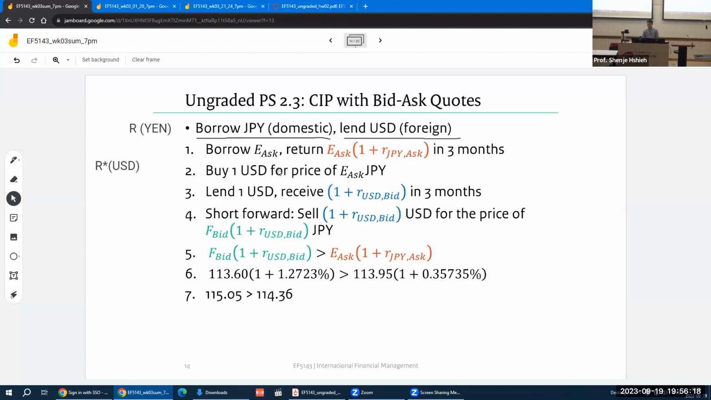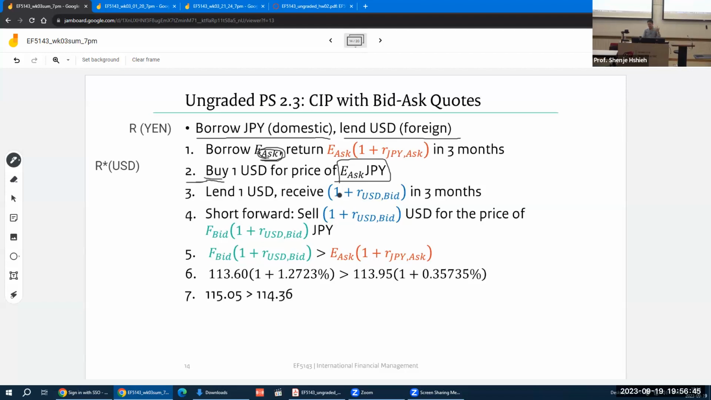And you can tell from the next step. If you're going to borrow some money and use it to buy something, you're going to buy at the more expensive price. So you need to borrow the ask in step 1. Based on step 2, you know you have to borrow the ask. So we borrow E ask of Japanese yen, use it to buy $1 for this price. So we lost our E, and now we have $1.